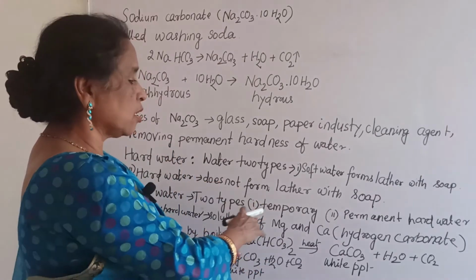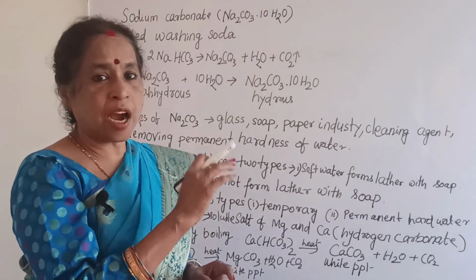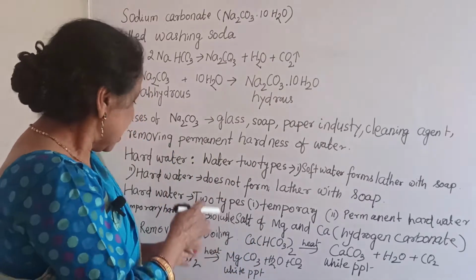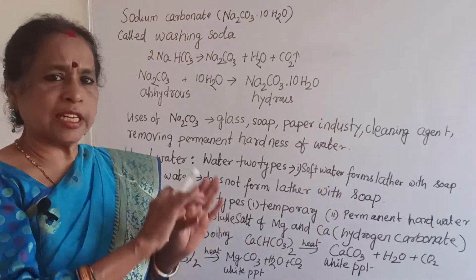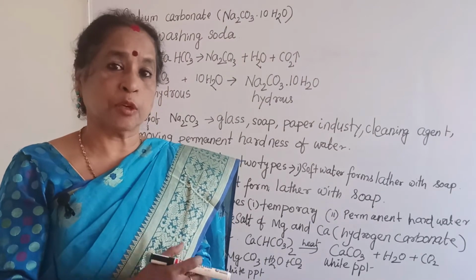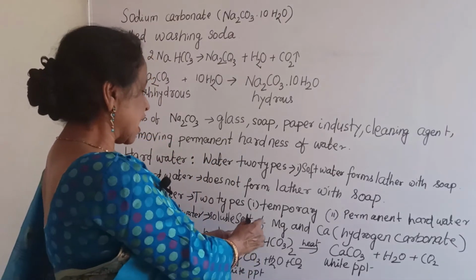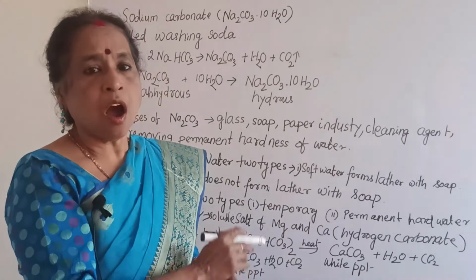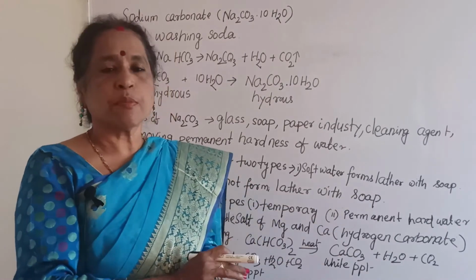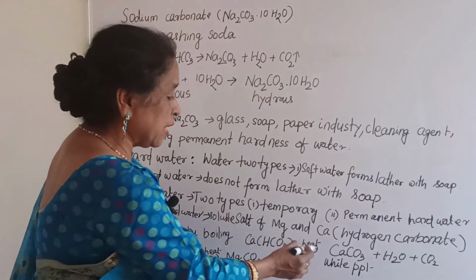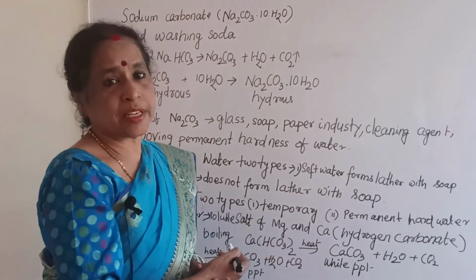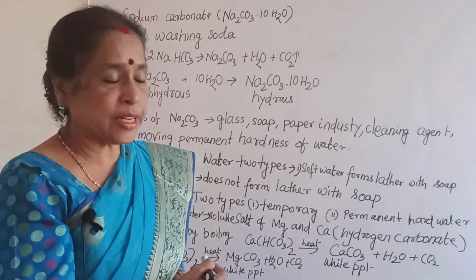The soluble salts, what are the names? Calcium hydrogen carbonate, magnesium hydrogen carbonate. Temporary hard water can be removed easily, simply on boiling. Then what happens on boiling? You see, calcium hydrogen carbonate on heating gives calcium carbonate plus water plus carbon dioxide. This calcium carbonate, as I told before, is a white precipitate.